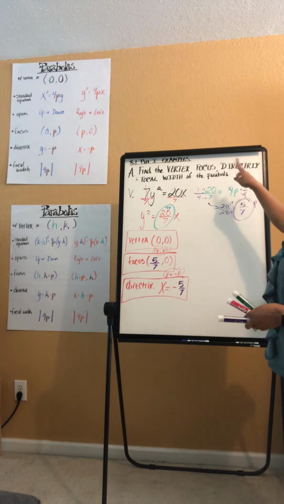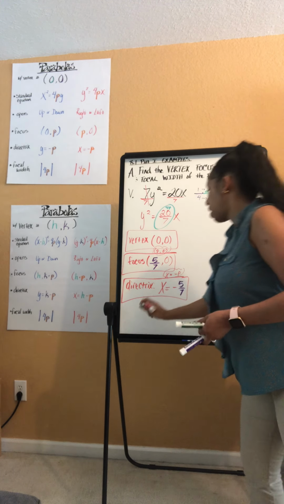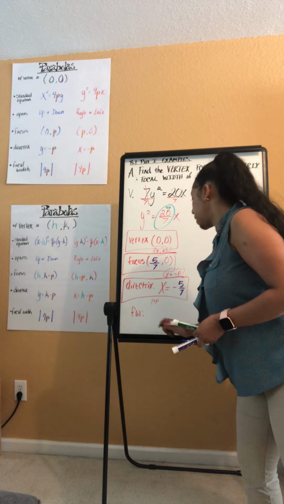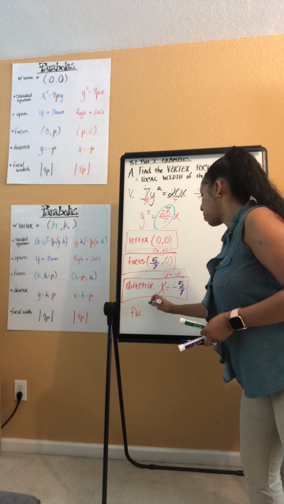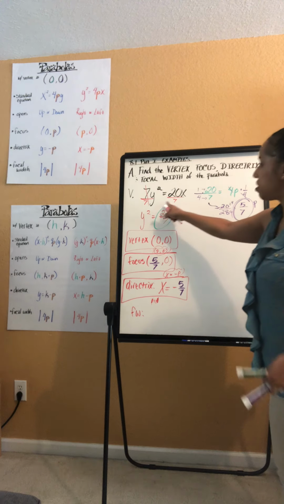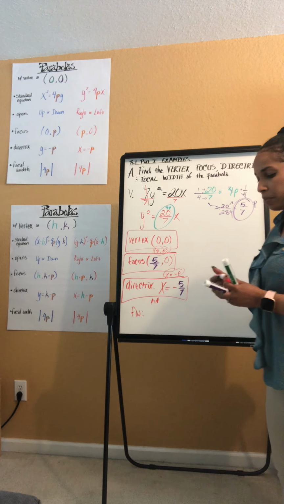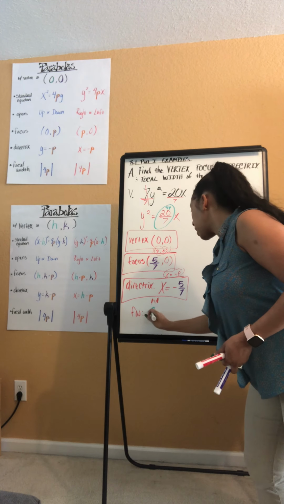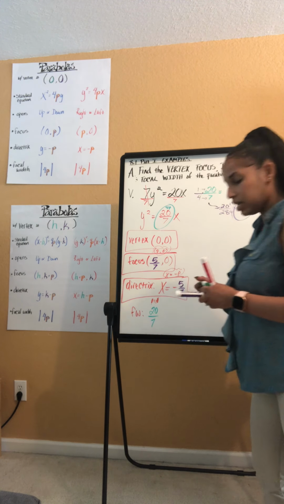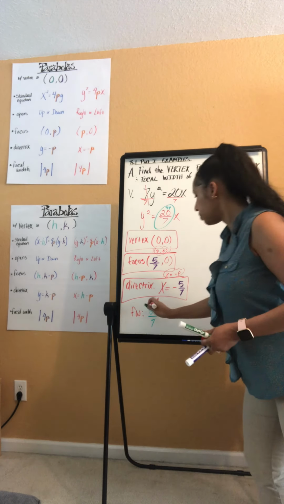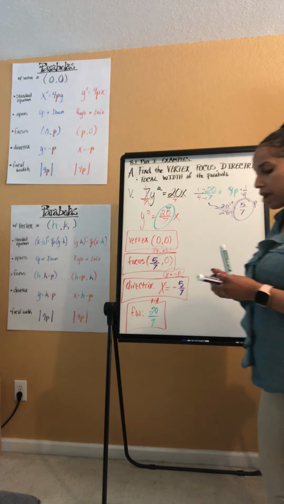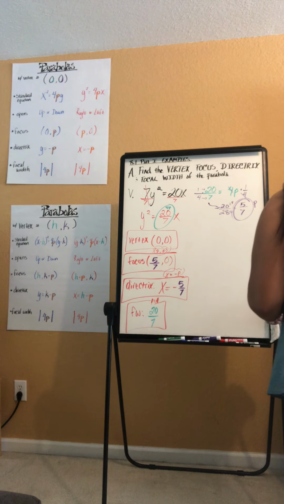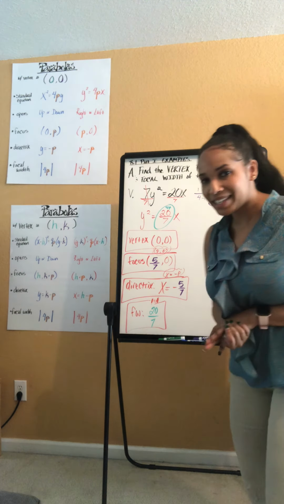All right, and then lastly, my focal width. And my focal width is always the absolute value of 4p, and 4p is what we start with in the beginning. All of that was my 4p, 20 over 7. And it was already positive, so great, I'll keep it that way. 20 over 7 is my focal width. All right. That is the end of example A.